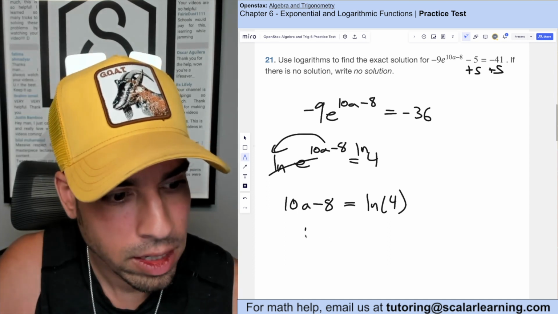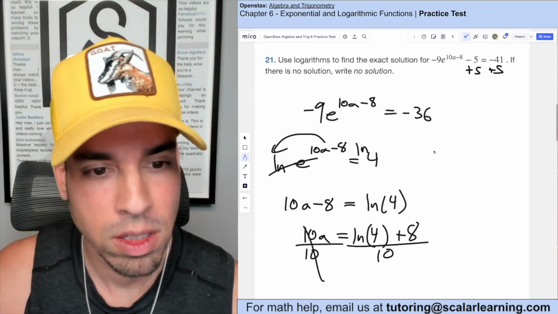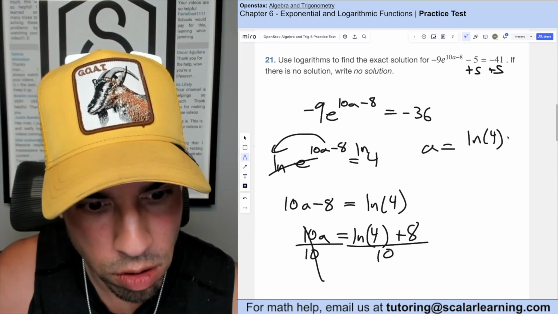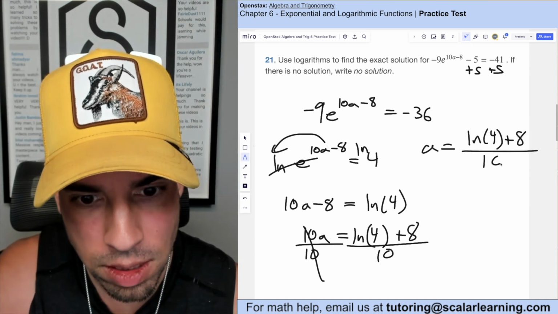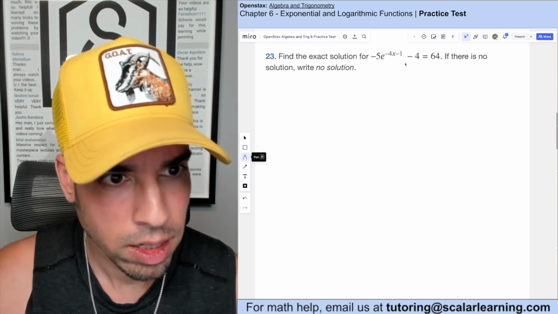Next, I'm going to add 8 to both sides, like so. And finally, I'm going to divide both sides by 10. Now, since it says find the exact solution, we're not going to approximate in Desmos. It's just natural log of 4 plus 8, divided by 10, equals a. Boom, done.